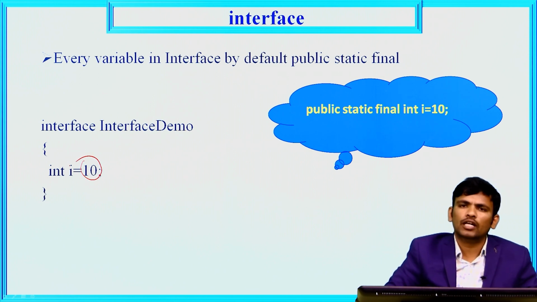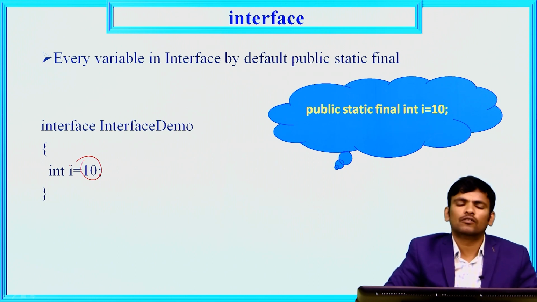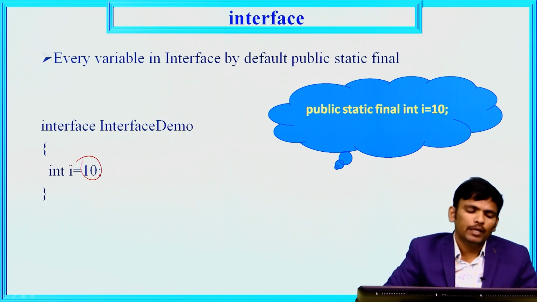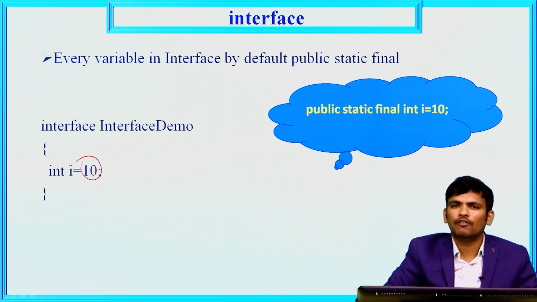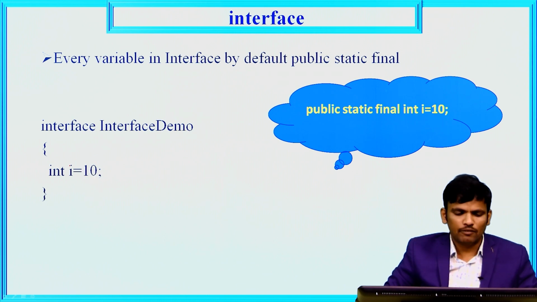As we know, initialization of a final variable is mandatory. So in an interface, if you want to declare any variable, we should initialize the variable, otherwise it will throw a compile time error. Why? Because by default every variable is a final variable, and final variable initialization is mandatory, so compulsorily we should initialize it, otherwise it will throw a compile time error.